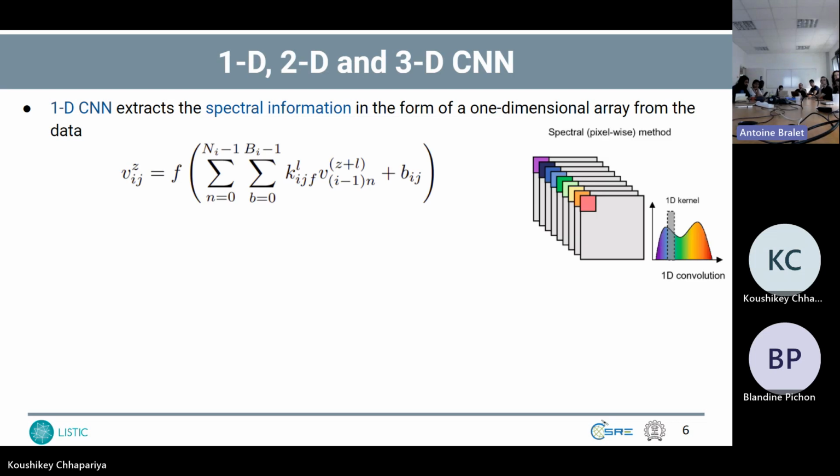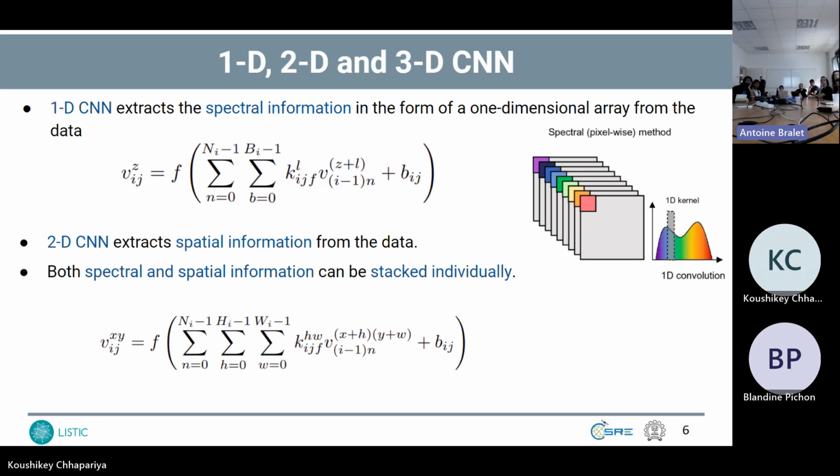If you see this image, when I mean spectral information, it's in one direction. It means the number of bands we have. So it's just in one direction, and in the equation you can see Z plus L, where Z represents the number of bands. But when we talk about two-dimensional convolution neural network, we have height and width, which is the spatial information in the X and Y direction. So that is what X and Y, plus H plus W, the height and width of the images, tell about.